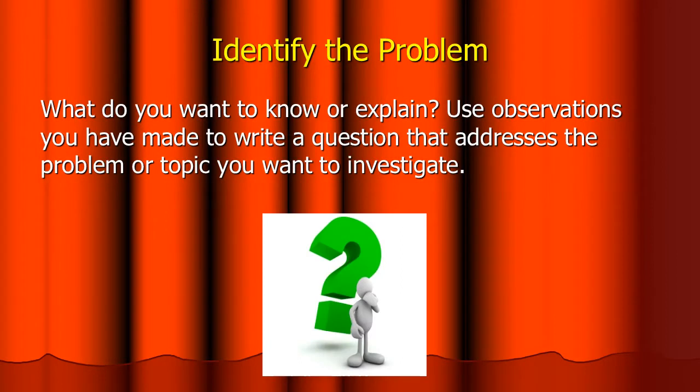So really the first step in the scientific method is identifying the problem. What do you want to know or explain? You're going to have to use observations you have made to write a question that addresses the problem or topic you want to investigate, like what came first, the chicken or the egg?